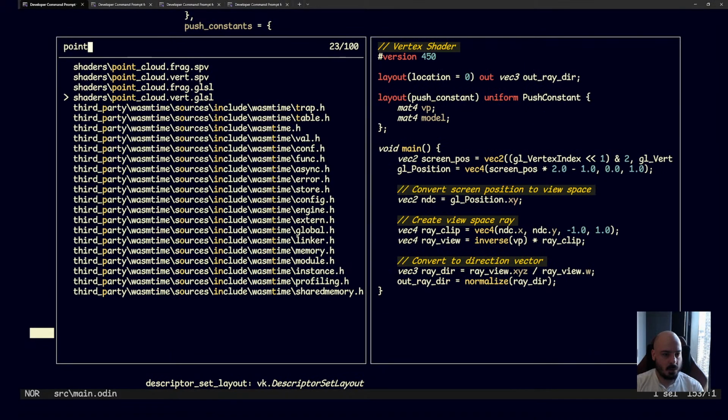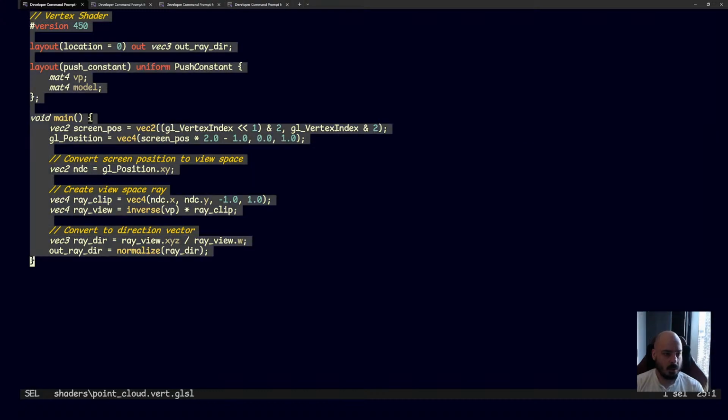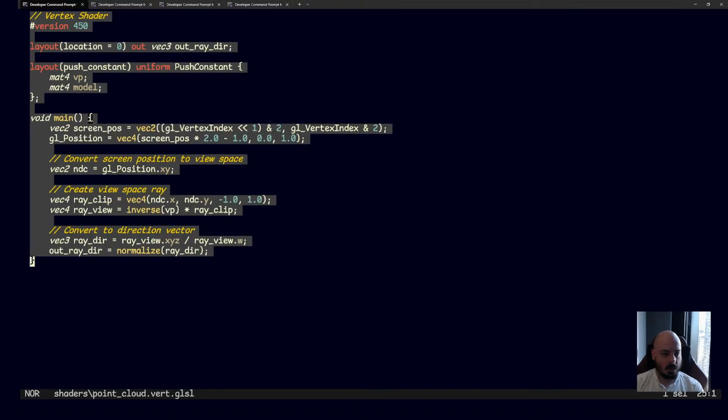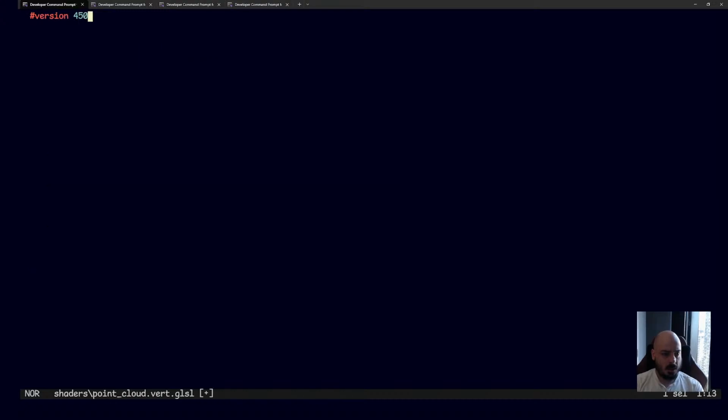So let's do that. The vertex shader is actually going to be really simple. That vertex shader was just drawing a quad on the screen, basically. So like a big flat rectangle, because all the work was going to be done in the fragment shader. But let's put it back to what it was. And what are we doing again? Point clouds, drawing point clouds.